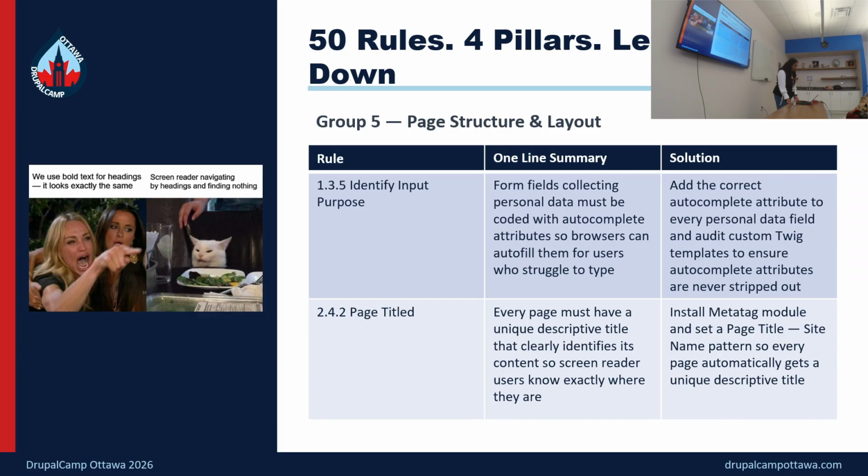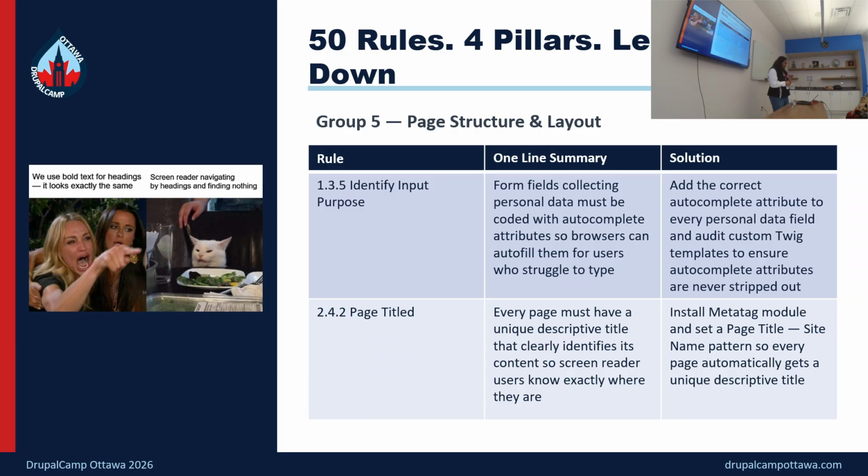The next one is 1.3.5, identify the input purpose. Form fields collecting personal data must also be coded with an autocomplete attribute, so that the browser can autofill them for the user who struggle to type. It's pretty simple. If you are collecting personal information, you need to add an autocomplete attribute to the fields. The solution is to add the correct autocomplete to every personal data field and audit custom tweaks or templates to ensure that autocomplete attributes are never stripped off.